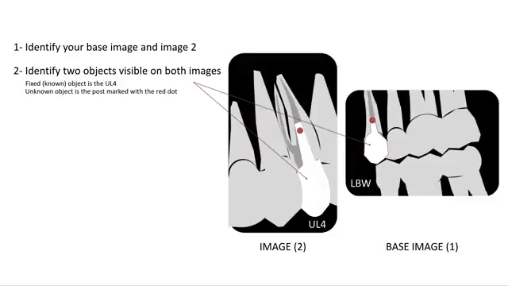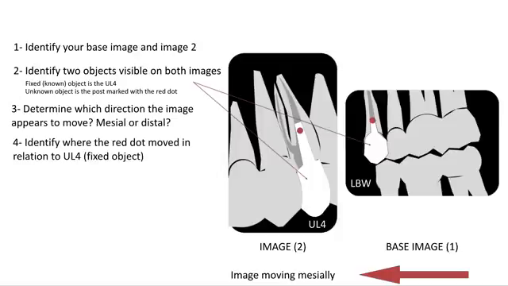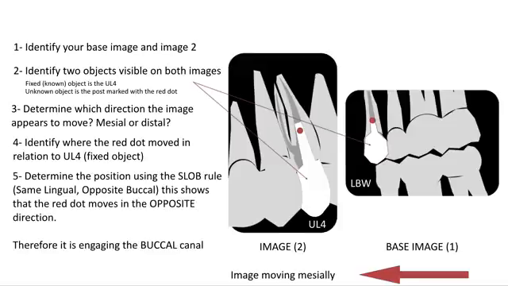Now we need to determine which direction the images appear to move in. Here, image 2 appears to move mesially from image 1, because in image 2 we are now seeing upper left 2 and 3 which were not visible in image 1. Next, let us determine where the red dot has moved in relation to the fixed object, the upper left four. The red dot seems to be moving away from the direction of the mesial shift. So by using the SLOB rule, same lingual opposite buccal, the red dot is moving in the opposite direction. Therefore, the post is engaging the buccal canal.